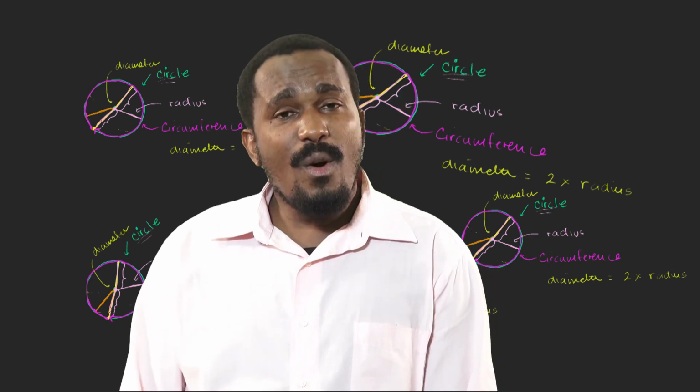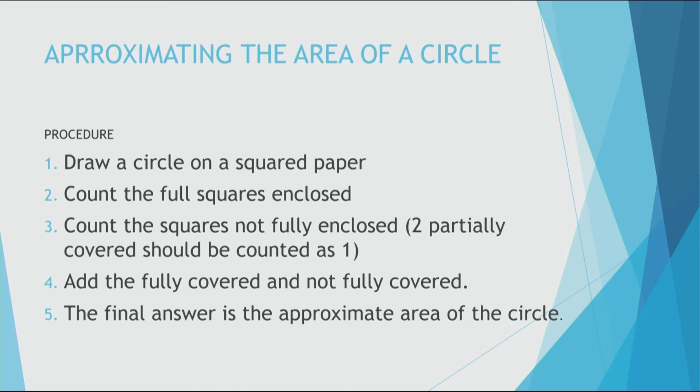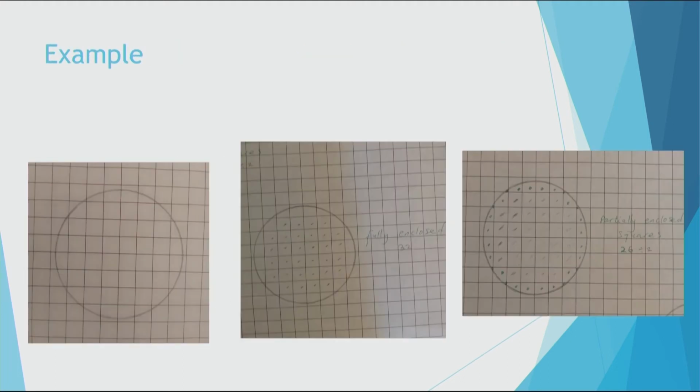And then the final answer now is what we say the approximated area. So let's look at this example. There's this drawing. As I said, first of all, you have to draw the circle on the squared paper. So I've drawn my circle on the squared paper.